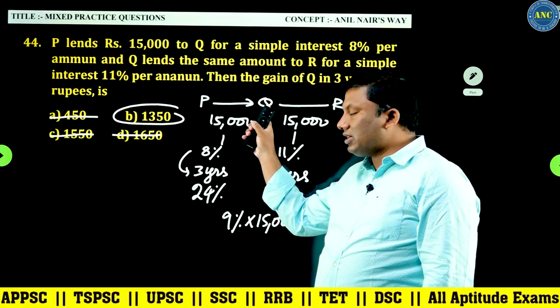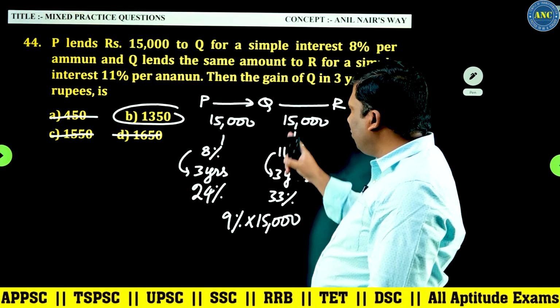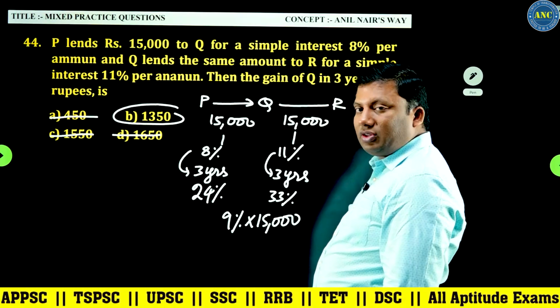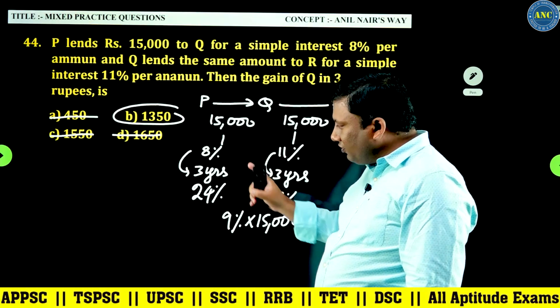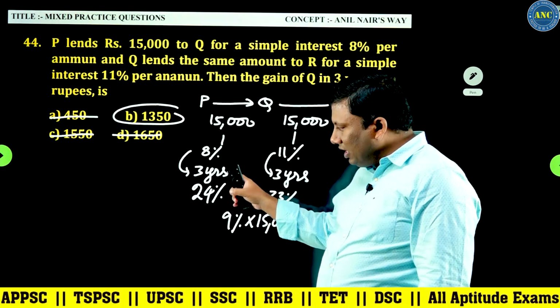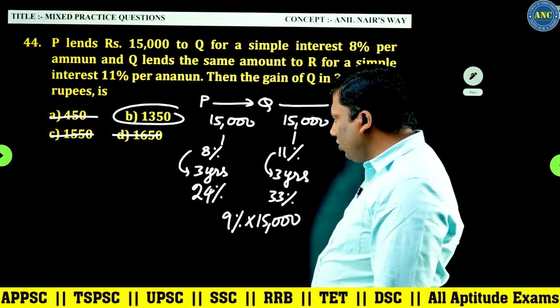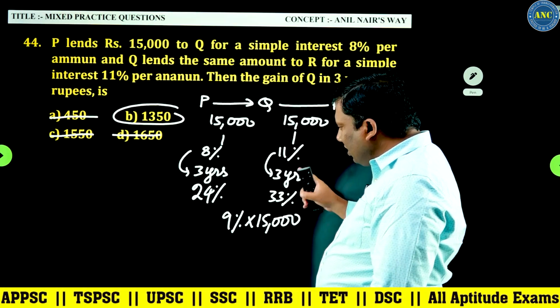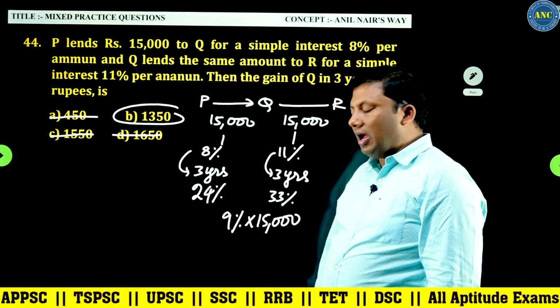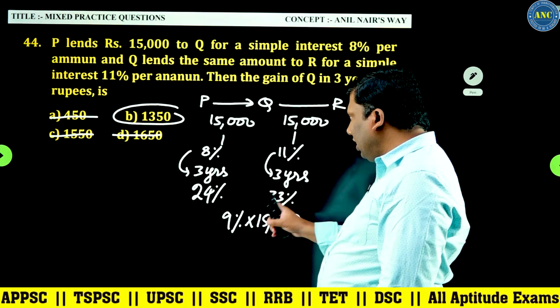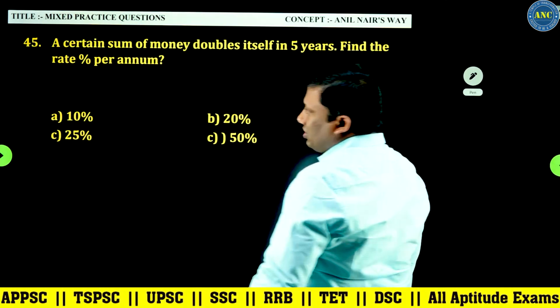P is giving a sum of 15,000 to Q. Q is giving 15,000 to R. 15,000 at 8% for 3 years, 8% into 3 is 24%. 11% into 3 is 33%. 24, 33, gap is 9%. 9% of 15,000. See this question.